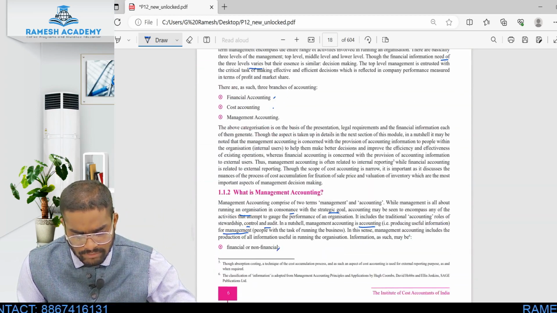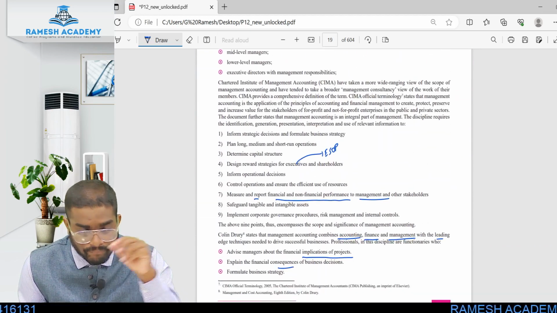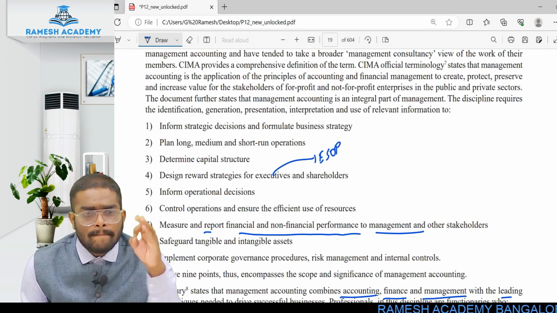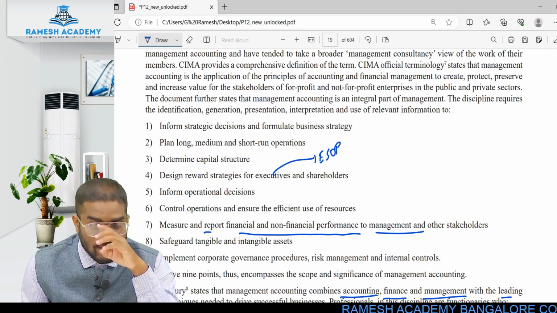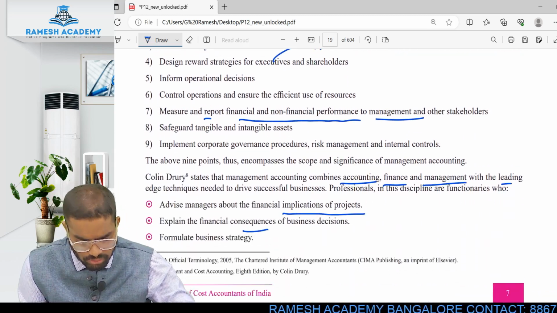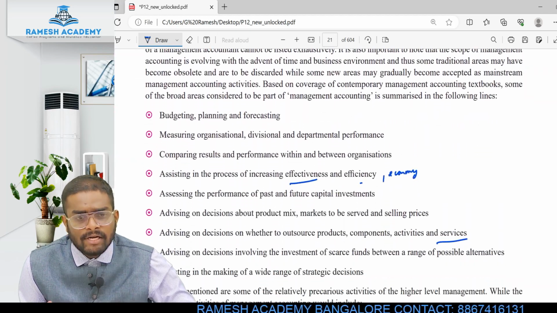Then we came to the meaning of management accounting and the users of management accounting. The users include those making strategic decisions, planning operations, determining capital structure, and all those things. So formulation of business strategy. Then we went to the scope of management accounting.